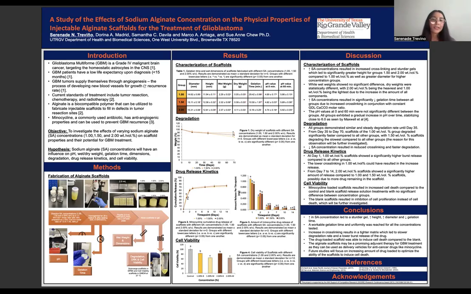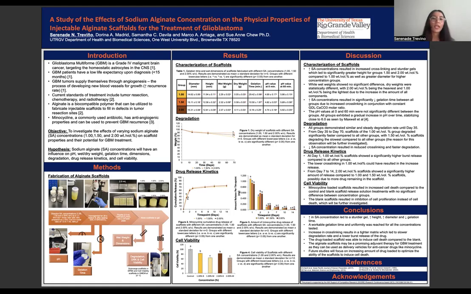The first study that we conducted is our characterization of scaffolds, and you can see the data in table 1. Here we can see that the increase in sodium alginate leads to an increase in cross-linking. And this cross-linking is the process that happens between the sodium alginate and the ion, in our case calcium carbonate. This cross-linking forms a gel matrix, which leads to the formation of a scaffold. And so the increase in cross-linking leads to sturdier gels.